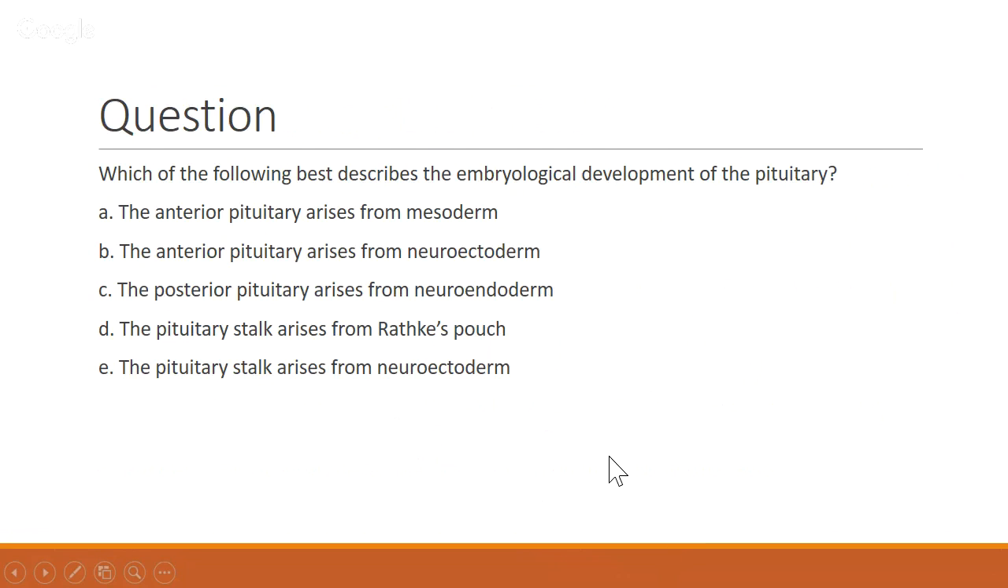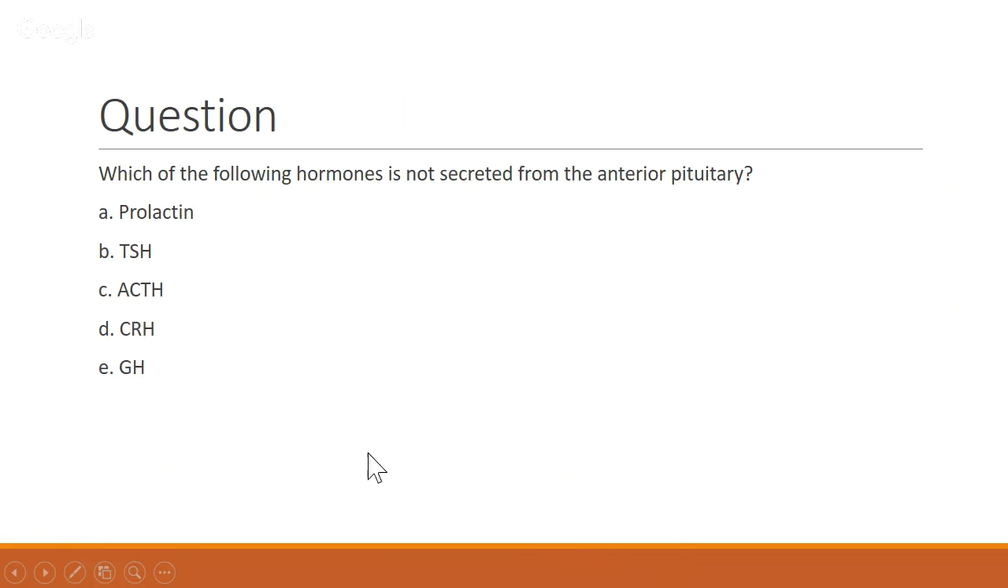Yeah. Good job. So the posterior pituitary and the pituitary stalk arise from neuroectoderm, and the anterior pituitary arises from oral ectoderm, and neuroendoderm doesn't exist, I think. Okay. Let's go to the next row, I guess.